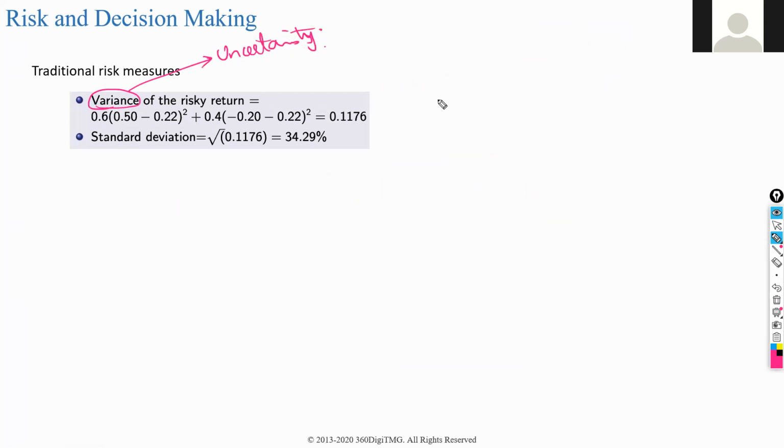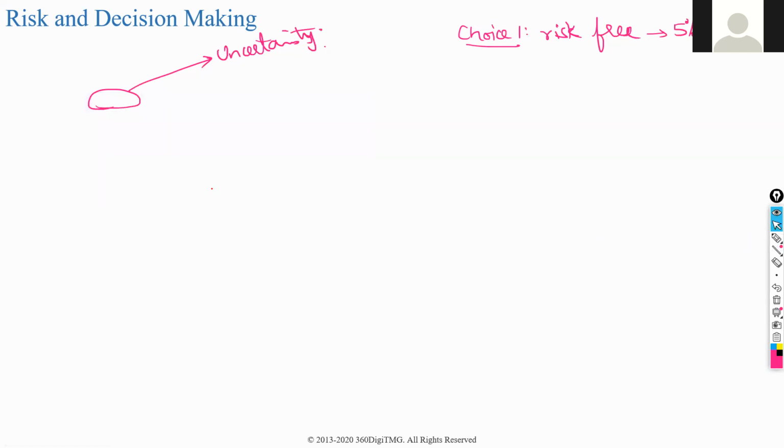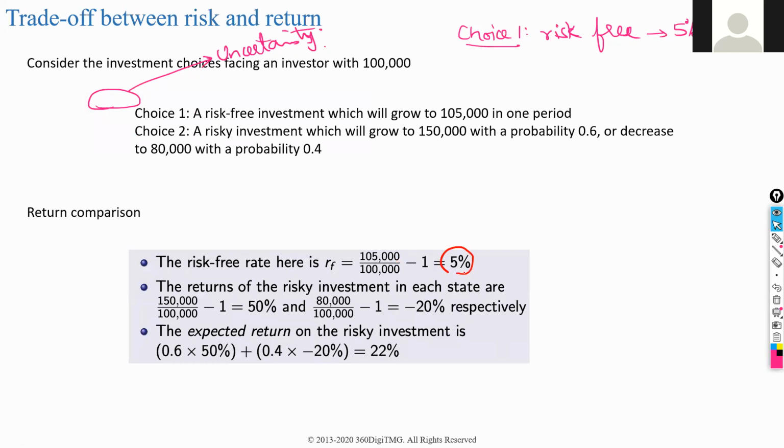If I were to ask you what will be the variance or uncertainty when it comes to the first choice. First choice is what? Risk-free asset, right? There is no risk at all. And here, 5% is a return on investment on choice one, which is risk-free. And choice two is a risky investment.